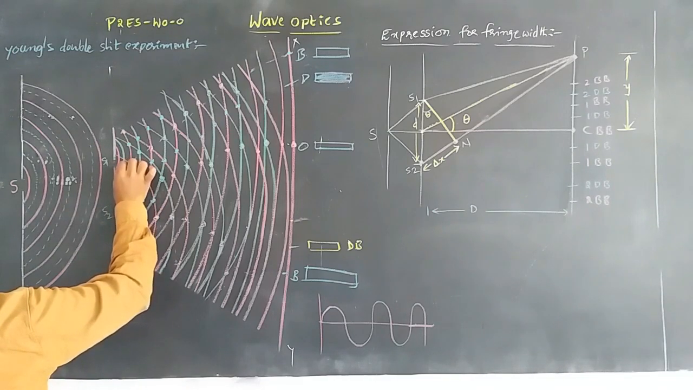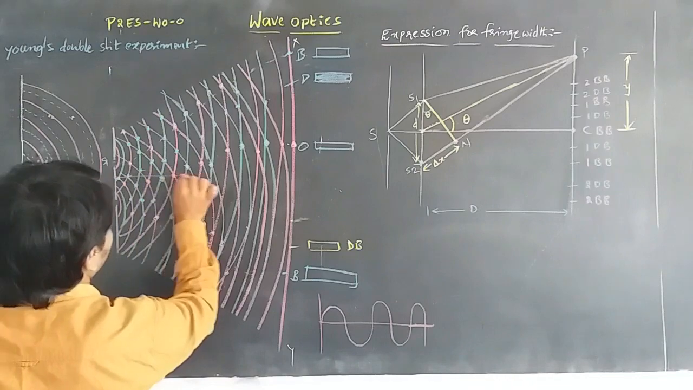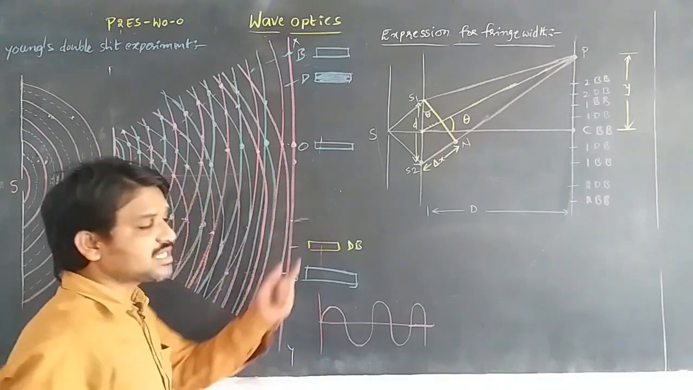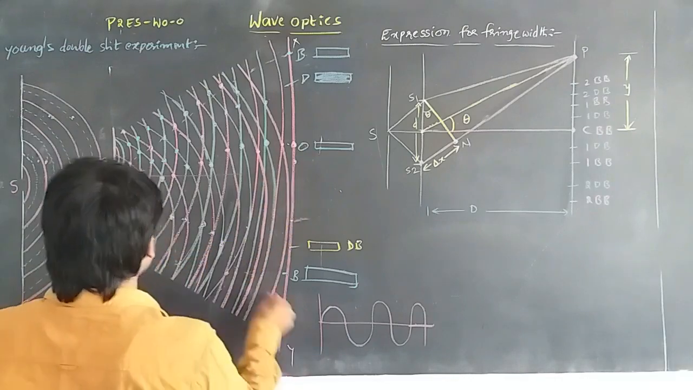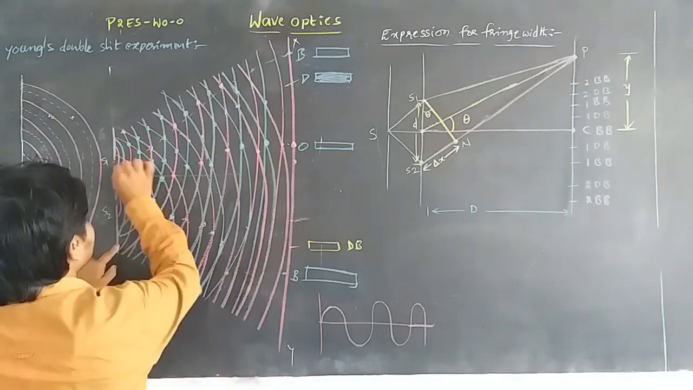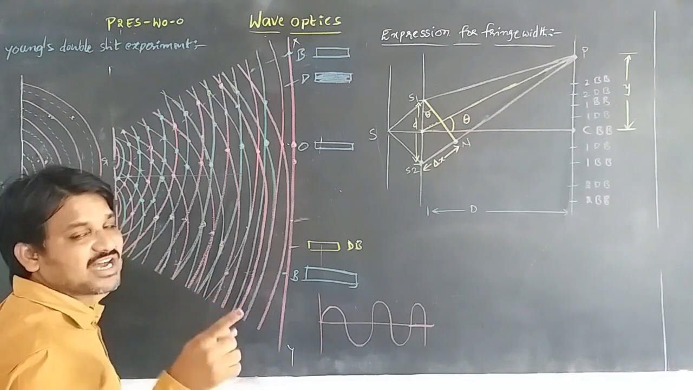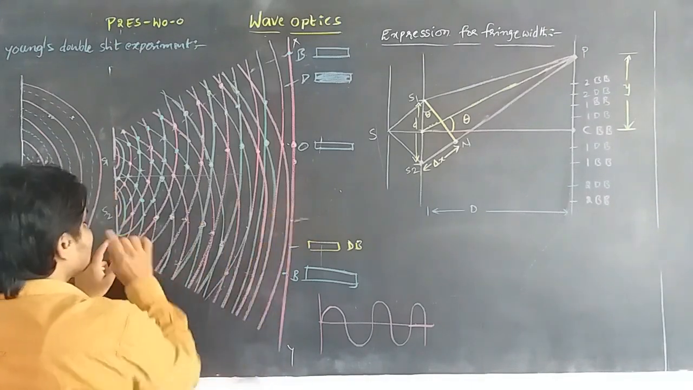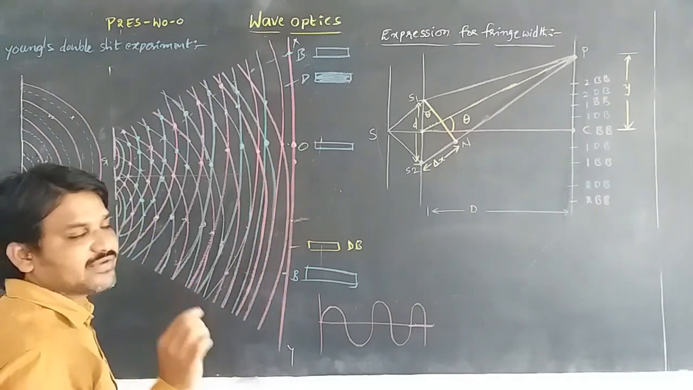Then positive phase, negative phase, whenever it is moving. At the center of the screen, the bright band is formed because there is no phase difference between the slits, and from the slits to the screen there is no phase difference or path difference. So always at the center of the screen, a bright band will be formed.